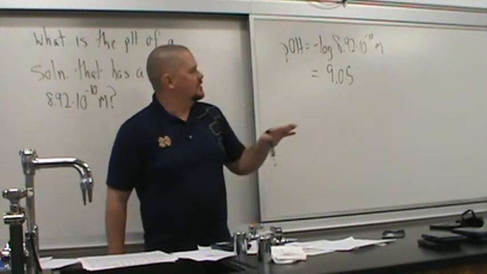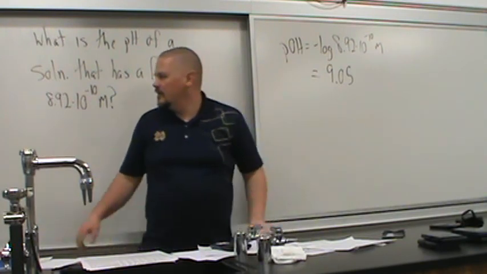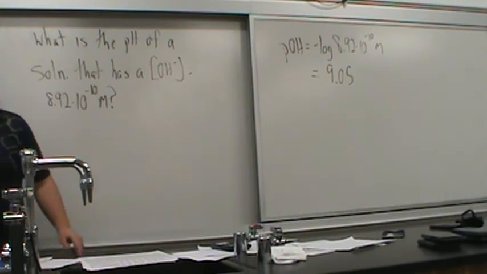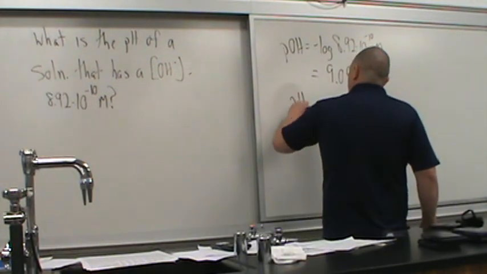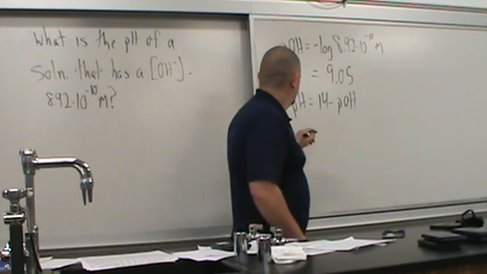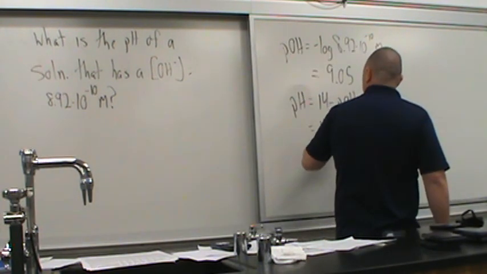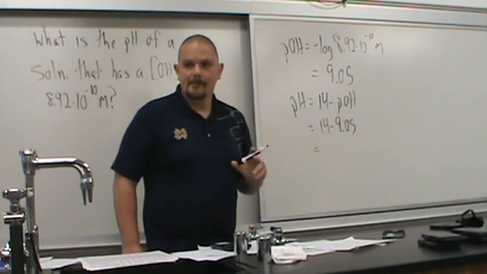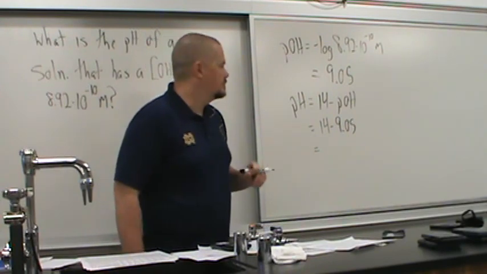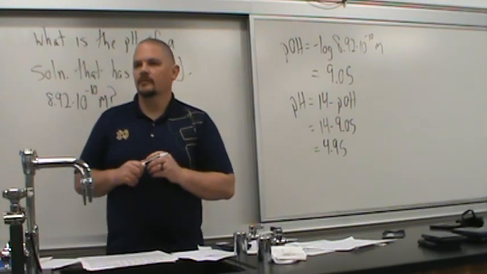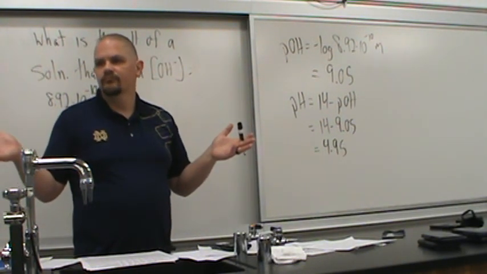All right, so now, since we have our pOH, and we just learned that the pH plus the pOH is equal to 14, we can use this formula to find the pH. We can say that the pH is equal to 14 minus pOH. 14 minus 9.05. 4.9. And Stephen says 4.95. Okay. Pretty easy, right?